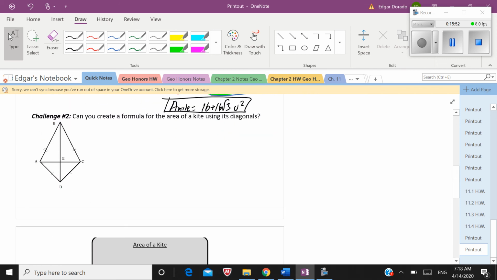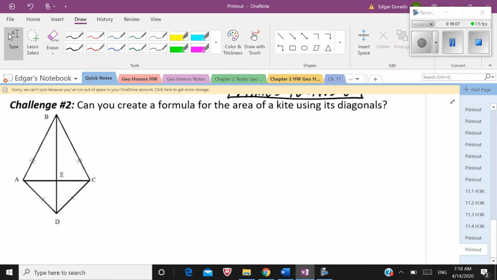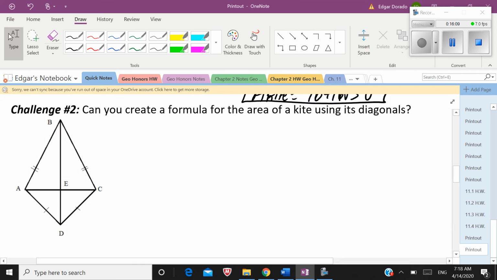Okay, so here comes the hard part, and you really gotta open your mind to this, guys, because it can be a little confusing at first, but as soon as you see it, hopefully you guys will be convinced that this is a proper formula for a kite. So it says, can you create a formula for the area of a kite using diagonals?